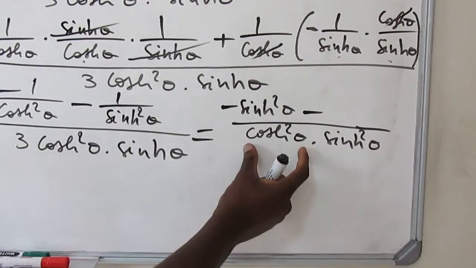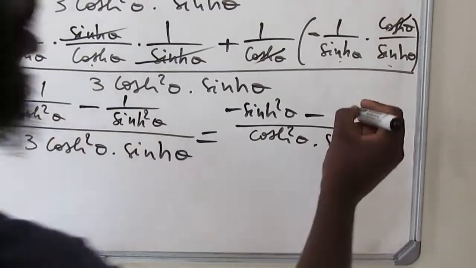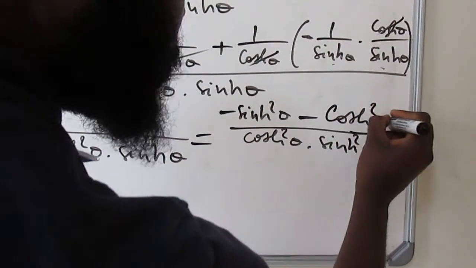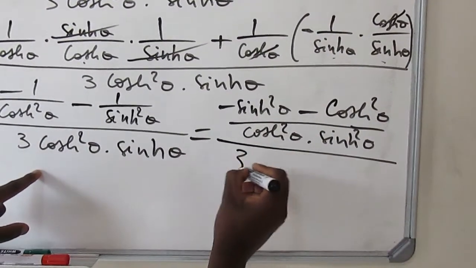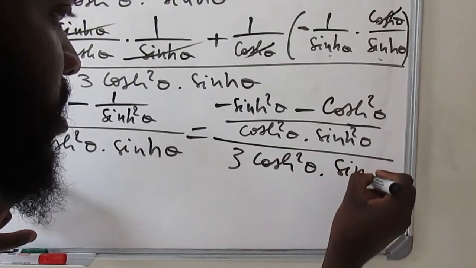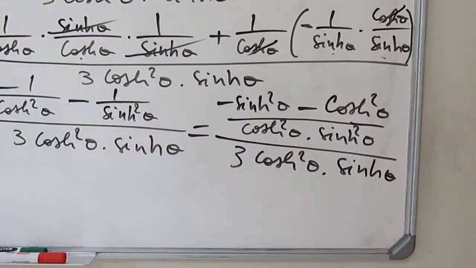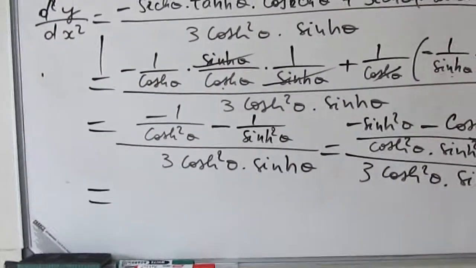We're going to remain with what? Cosh squared of theta multiplied by 1, which is cosh squared of theta. All of this over 3 cos squared of theta multiplied by sinh of theta. Now, what is left there?